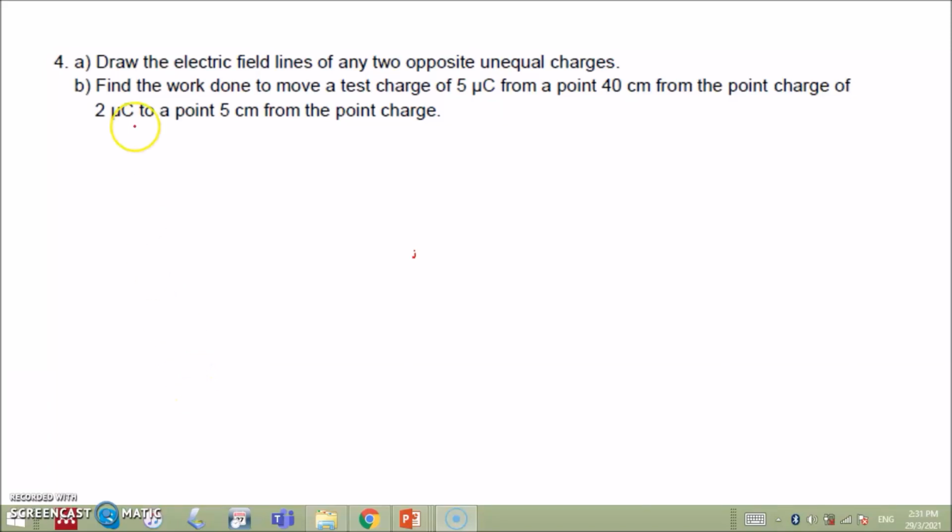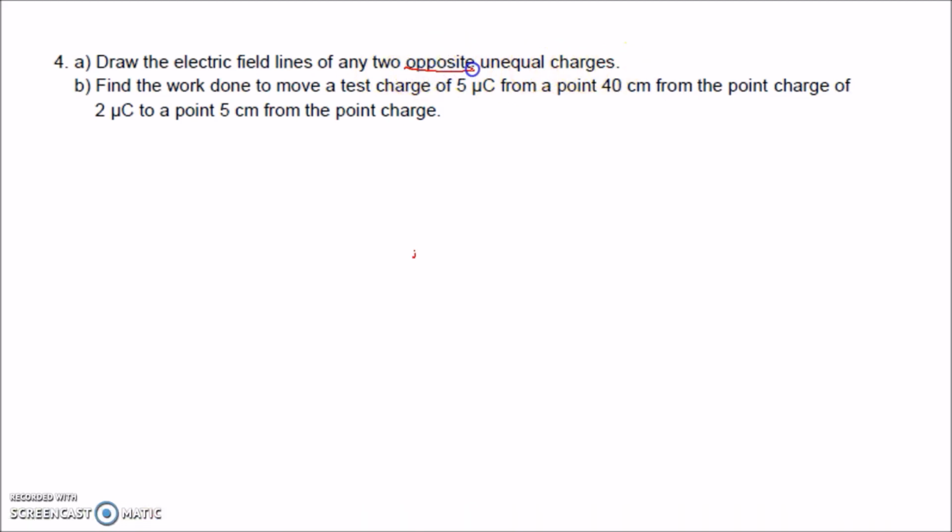Question 4a. Draw the electric field lines of any two opposite unequal charges. Opposite charges means Q1 will be, let's say, positive, Q2 will be negative. Unequal charges means the other charge will have greater magnitude. So let Q1 be a positive charge and Q2 a negative charge, and let Q1 have double the magnitude compared to Q2.